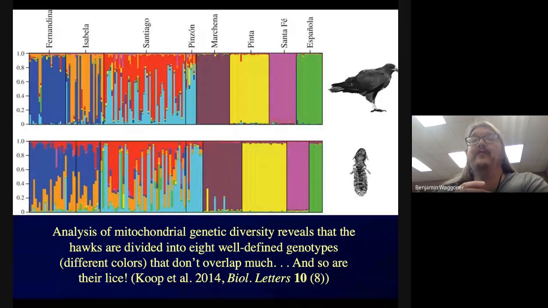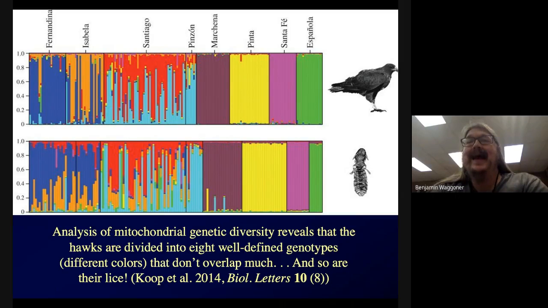So that upper diagram, that's an analysis of mitochondrial genetic diversity of hawks. Below, that is the same study done on hawk lice, and it turns out that they're almost identical. Almost all of the lice on the hawks on Pinta have a unique genotype that is very rarely found in lice on the hawks on any other island. So all of the lice on Española, almost all of them have a genotype that is distinctive for Española, and very few have alleles that might suggest they could have originated on a different island.